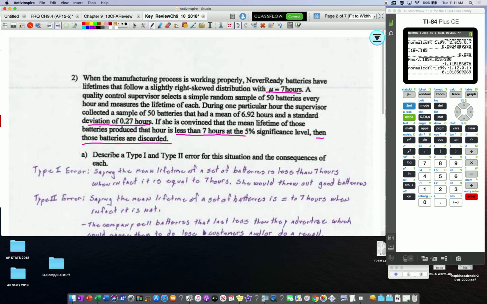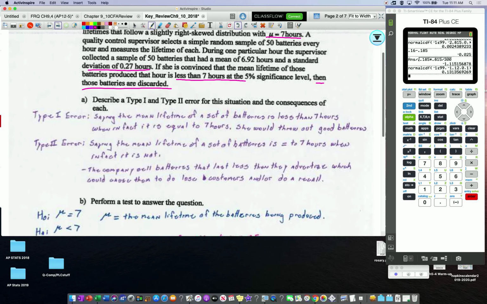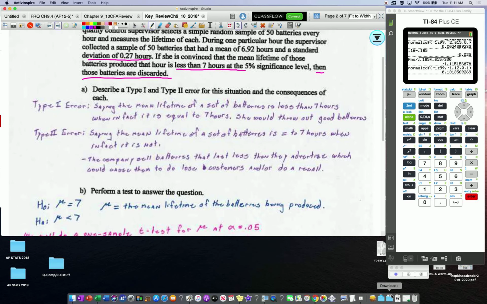The type 2 error is failing to reject the null hypothesis when you should have. She now is saying the batteries were at 7 hours when in fact they're not. The company is now going to be producing batteries that are less than 7 hours as advertised. That could cause them to lose customers or potentially do some sort of recall. They're putting a bad product out into the population.